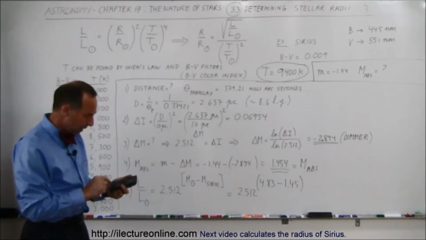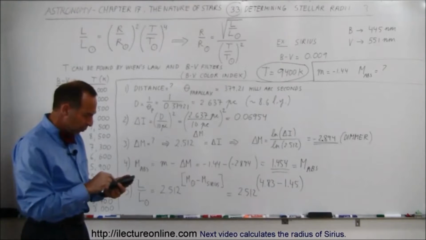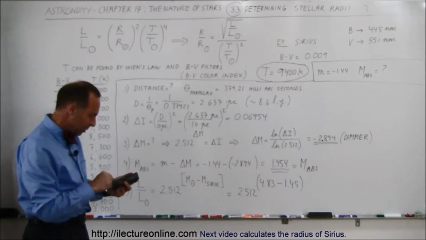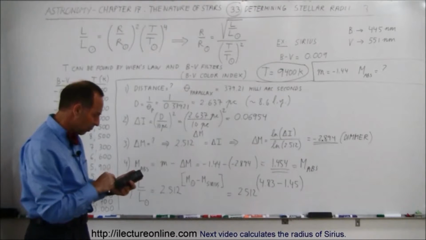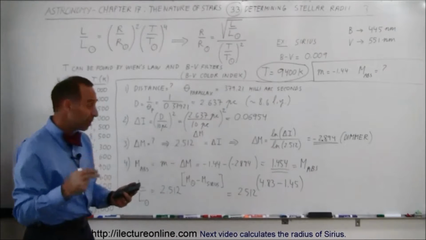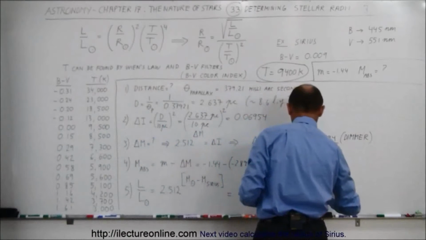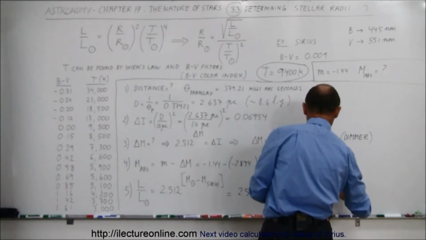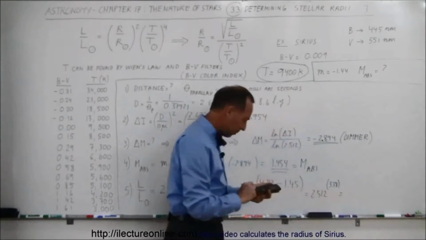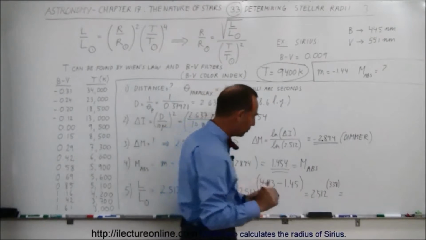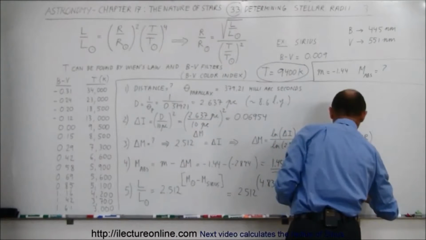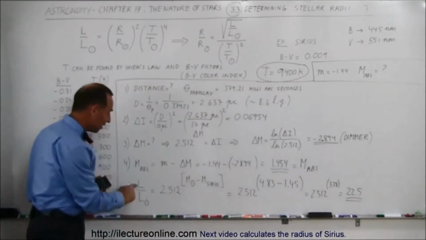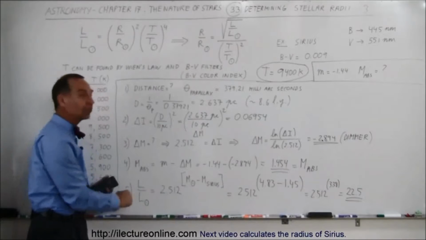So we get 2.512 raised to the 4.83 minus 1.45 exponent. That's 3.38. So let me write that down. So this is equal to 2.512 raised to the 3.38 exponent. And when we do that, we get 22.5. So that is the ratio of the luminosity of Sirius to the luminosity of the sun.